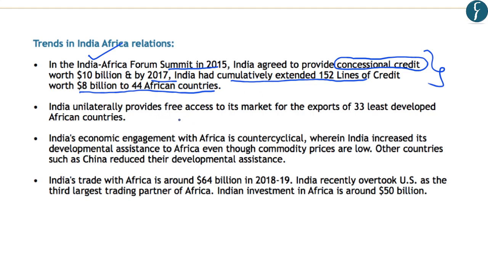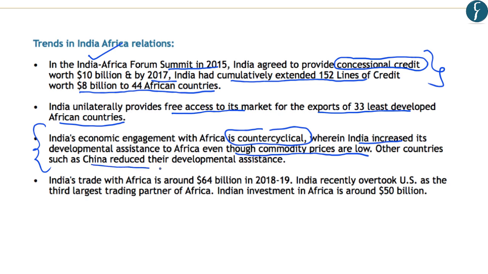Further, India unilaterally provides free access to its markets for the exports of 32 least developed countries of Africa. Further, providing a remark on India's economic engagement in Africa, the author has highlighted that India's economic engagement with Africa is counter-cyclical in nature. This is because India has increased its developmental assistance to Africa even though the commodity prices are low in Africa and they are not fetching good returns for India. And other countries like China have already reduced their developmental assistance to Africa. So this shows the positive intent of India towards Africa.